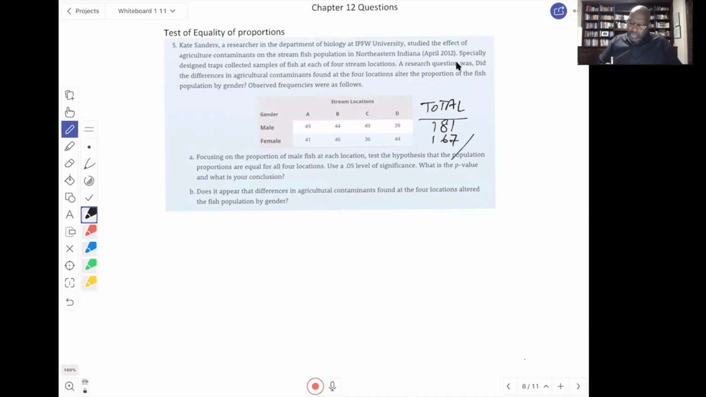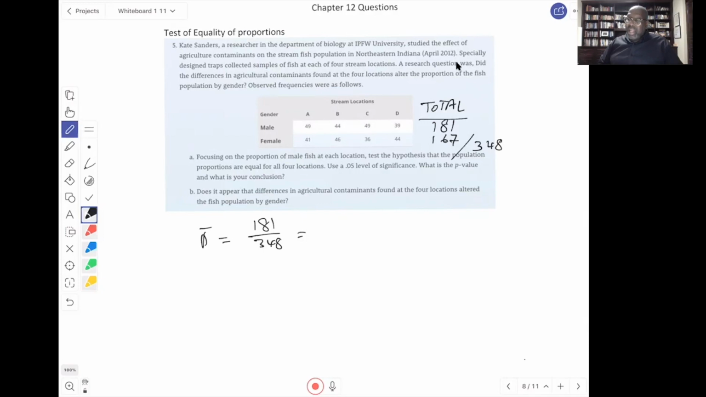And so that gives us a total of 348 fish. So out of that total of 348 fish, essentially, our best estimate, if all of them have the same proportion of males, our best estimate should be P bar is 181 over 348. That's what our best estimate should be.